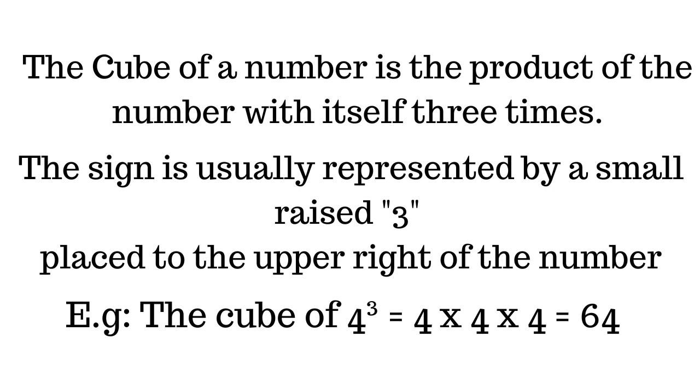So, in squares of numbers, we have a number multiplied by itself, right? We have a number multiplied by itself, that's twice. But when we talk about cube, that number is multiplied by itself 3 times.